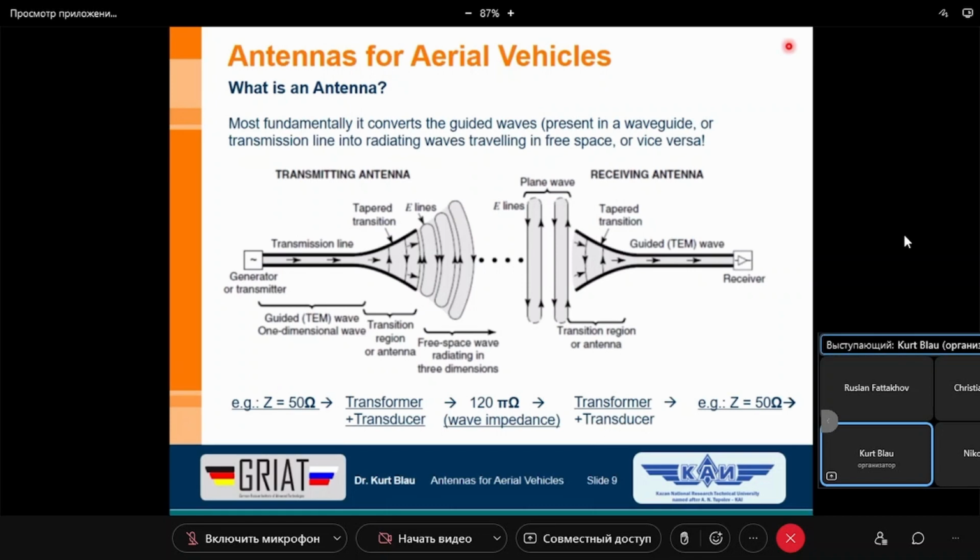It's clear the main keyword is the antenna, but then we have free space. What is meant with free space? What is a traveling wave? And what is transmission, and so on. Okay, then let's start here with the left side. You can see here the so-called generator or transmitter.